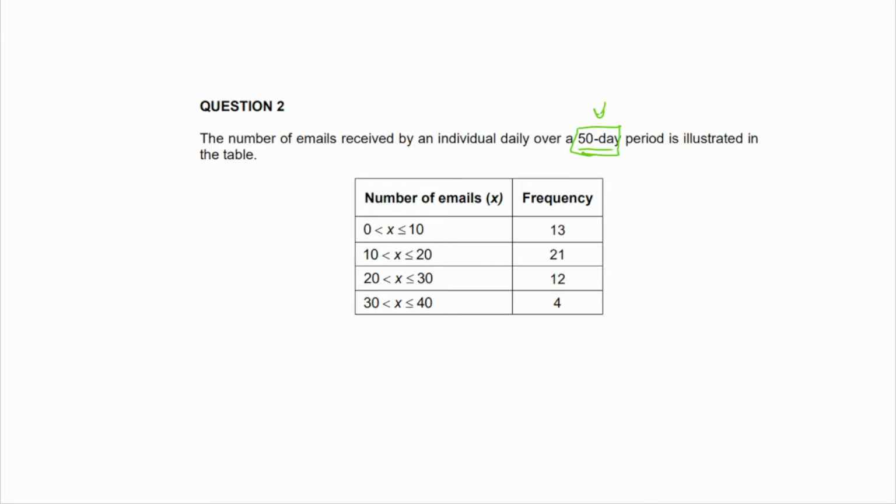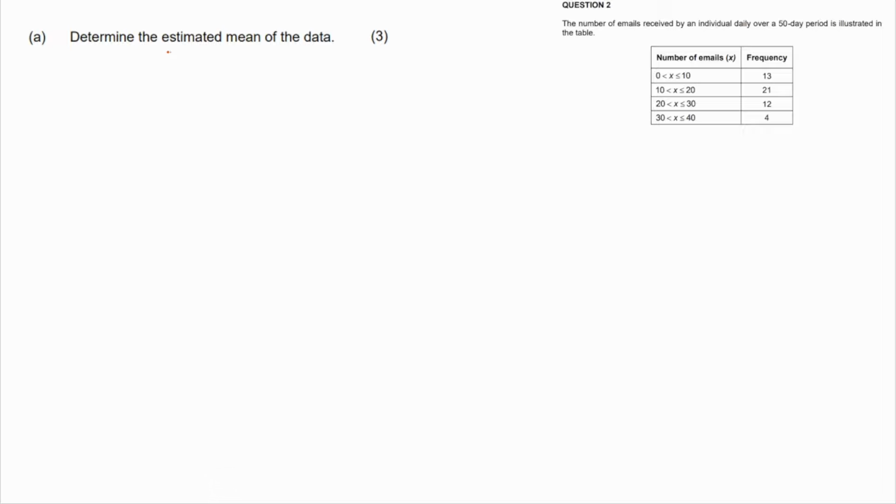Now they say determine the estimated mean of the data. Estimated mean is given by this symbol, and what we do is we use the midpoint of all these intervals. The midpoint between 0 and 10, quite easy, that's 5, and 5 times 13. So you take the midpoint times the frequency. Then you take the next midpoint, which is 15, times the frequency.